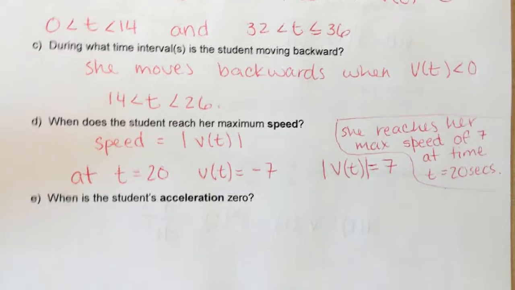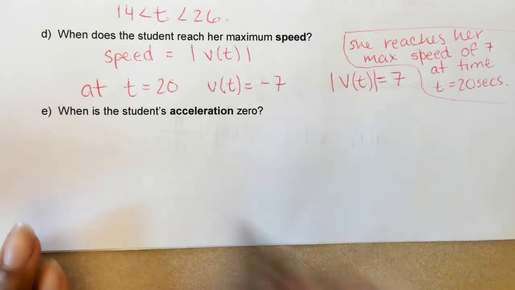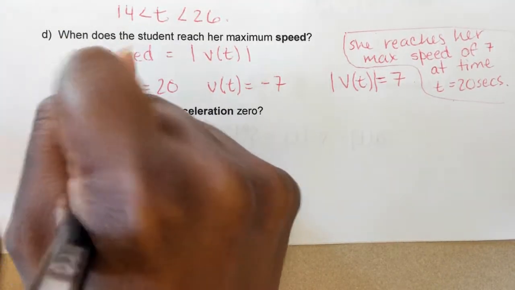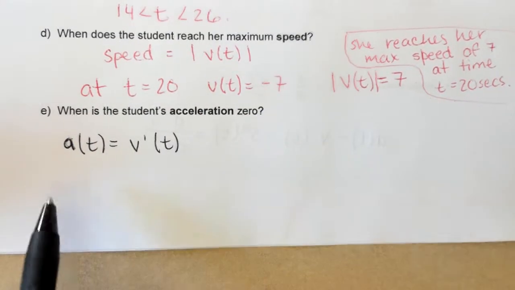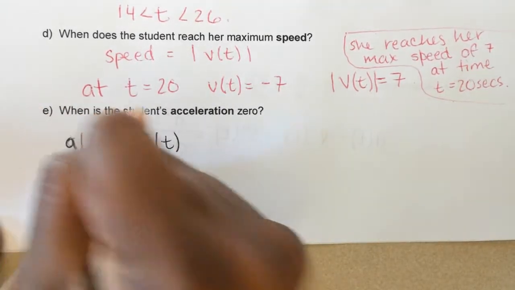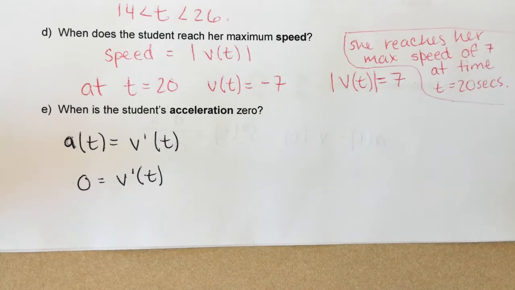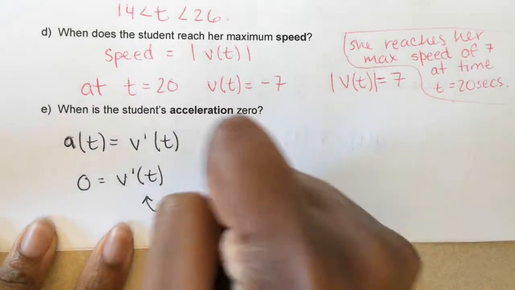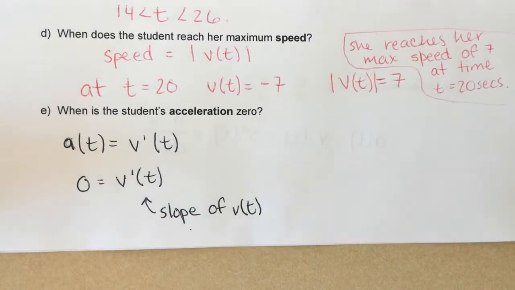Okay. This last piece is when is the student's acceleration 0? So let's remind ourselves that acceleration is equal to the derivative of v of t. So if we want acceleration to be 0, then we're looking for when is the derivative of v of t equal to 0. Okay, so we're looking for when is the slope of our graph equal to 0?